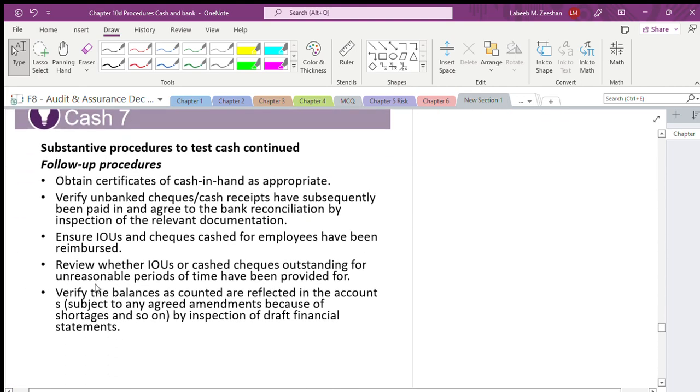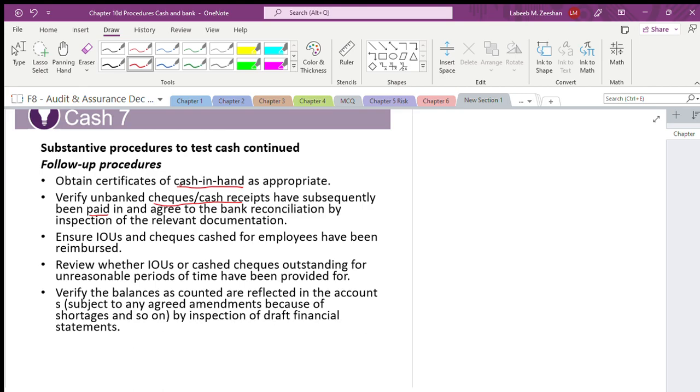Last one, what are the follow-up procedures? What we are doing is making sure we obtain certificates of cash in hand. I told you, this is part of the audit procedure, and this has to be documented. Verify any unbanked checks or cash receipts subsequently paid in. It means you have not deposited, you have deposited after some time. Everything should be matched.